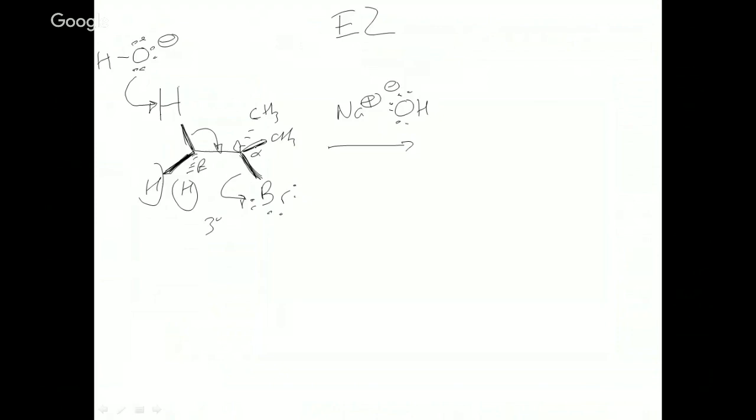Remember, we've talked about these, so you don't have to explain all this, but the idea is there's donation, so to speak, into that orbital. This is the most favorable arrangement, the anti-periplanar, and that's the argument for it. So I just want to give you some argument for why it's anti-periplanar. We're going to deprotonate, electrons push down, you're forming a pi bond. These electrons are leaving with the bromide. And what do you get? You get an alkene, plus water and sodium bromide.